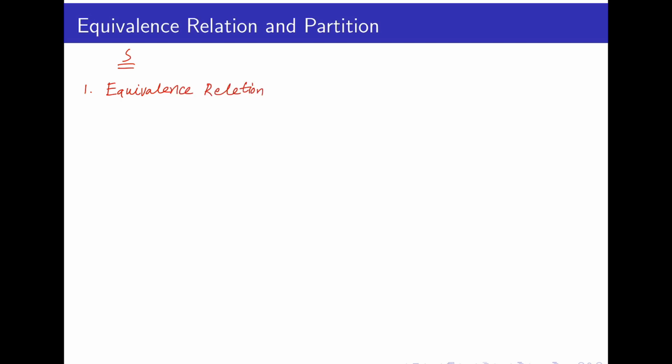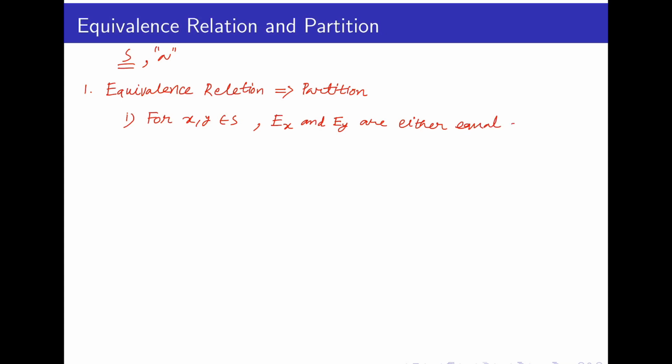Equivalence relation to partition. So suppose first of all S is a non-empty set, and suppose this is an equivalence relation on the set S. Then basically the equivalence classes define a partition on the set S. That is, theoretically, if we want to say, for any x, y belongs to S, the associated equivalence classes E_x and E_y are either equal or disjoint.